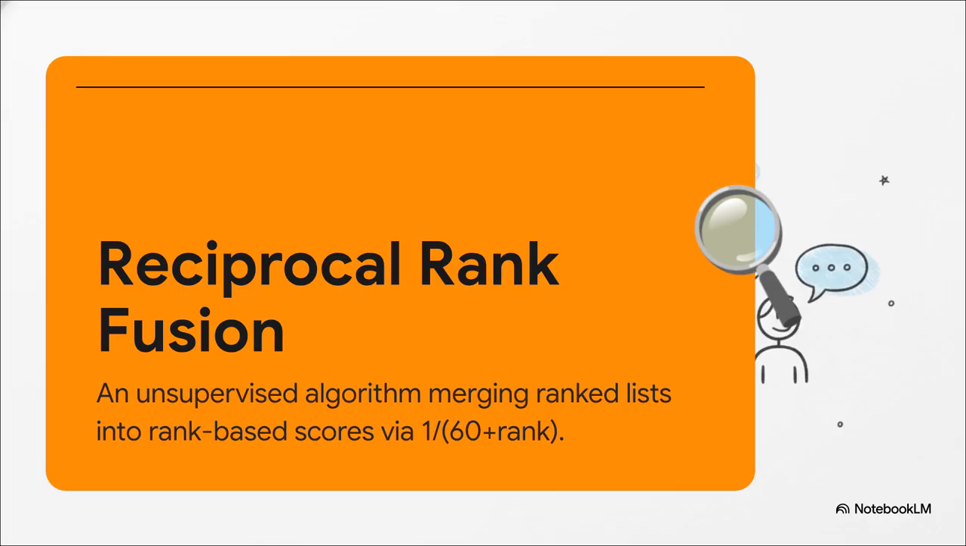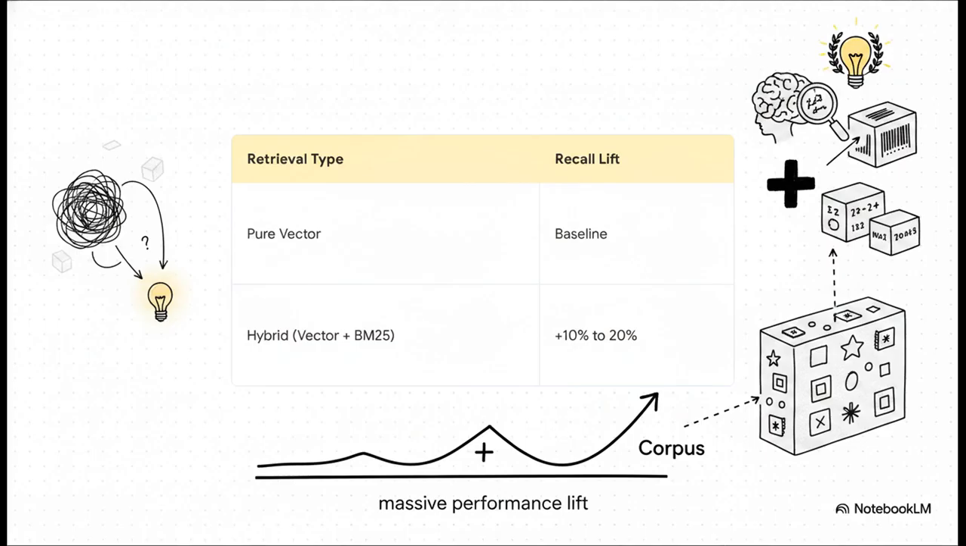Enter reciprocal rank fusion, or RRF. This is the magic algorithm that marries our dense semantic retrievers with our sparse keyword retrievers. And what's really fantastic here is that it's an unsupervised algorithm. It takes those incomparable absolute scores from the different models and converts them into standardized, rank-based scores using a super simple formula: 1/(60 + rank). No expensive training data or labeled queries required. It's brilliant! And the impact of this? It's massive.